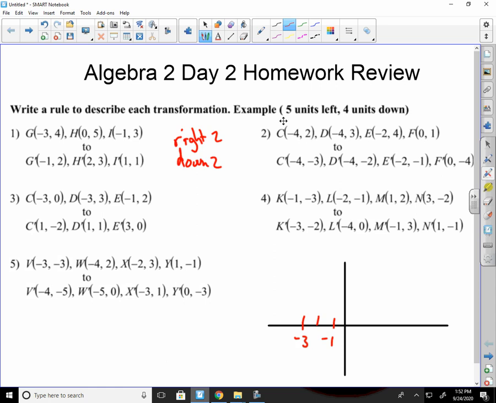That's it. Number 2, I look at the first point. That's all I really need. -4 to -4 doesn't change. From 2 down to -3 means I go down 5. That's it.